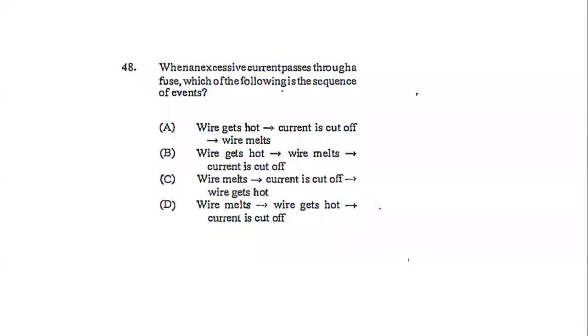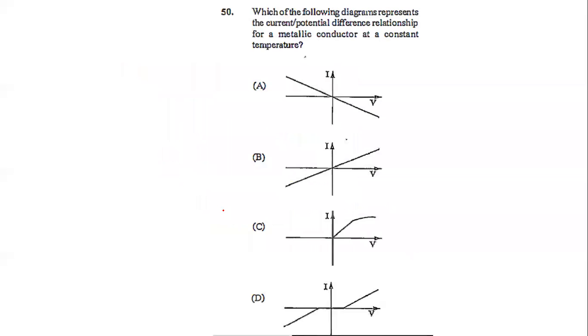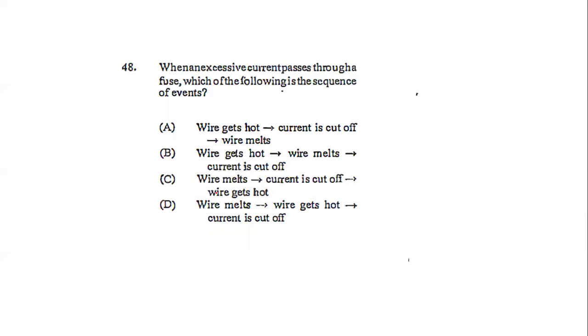So we go to question 48. What is the sequence of events if we have an excessive current passing through a fuse? That is a fairly simple question. The first set of answers I'm seeing already coming through are correct. It is that the wire gets hot, the wire melts, and the current is cut off.